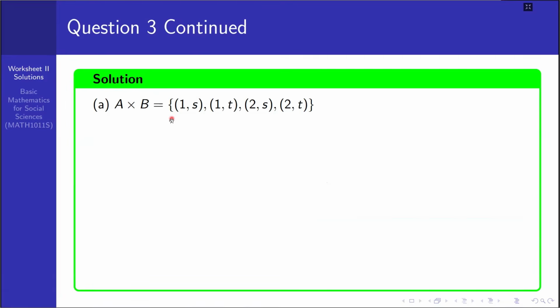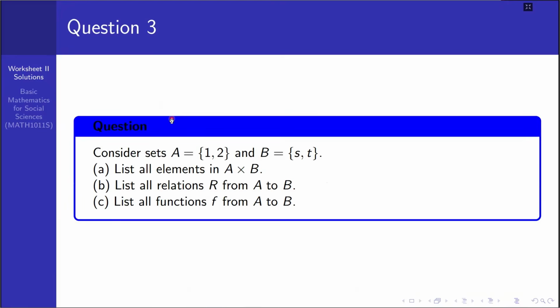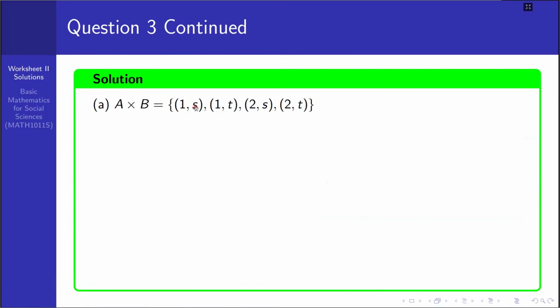Okay, so what are A and B? The elements of A are 1 and 2 and the elements of B are S and T, so that 1 can be combined with both elements of B, that is S and T, so that we have 1S, 1T, and 2S and 2T. Therefore, we have 1S, 1T, 2S, and 2T as the cross product of the two sets, A and B.